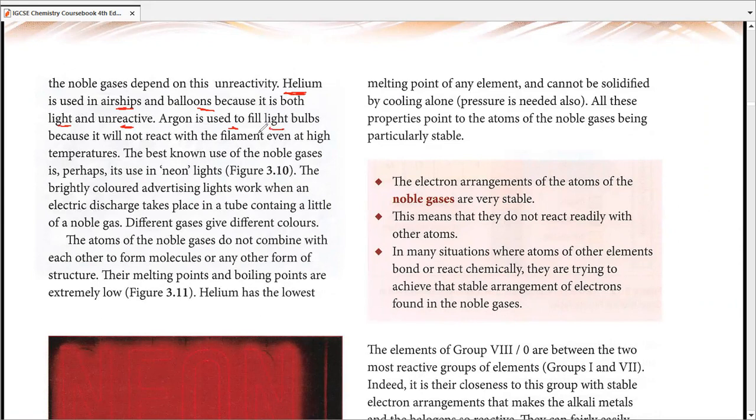argon in filling of light bulbs because it does not react with the filament even at high temperatures, neon in the form of neon lights or advertising lights. All right. Advertising lights is an electric discharge tube which consists little amount of a noble gas, and when electricity is passed through them, different noble gas give different colors. Neon gives us bright red color, hence some of the advertising signs are made up of neon.